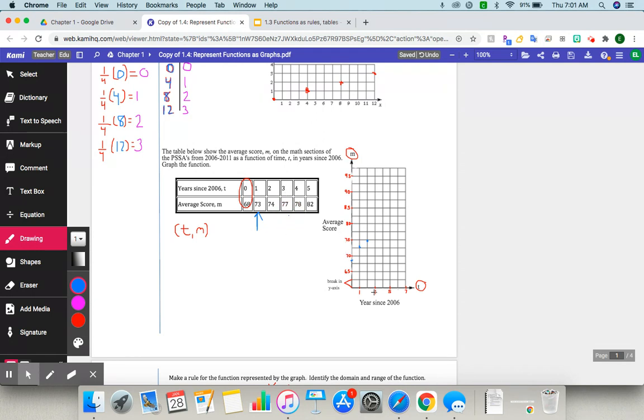3, 77. So when t is 3, M is 77. When t is 4, M is 78. And when t is 5, M is 82. So once again, just taking one representation of a function or relationship and creating a new representation using that information.